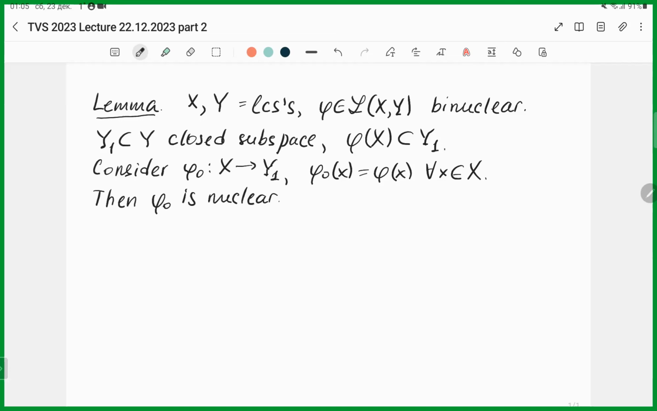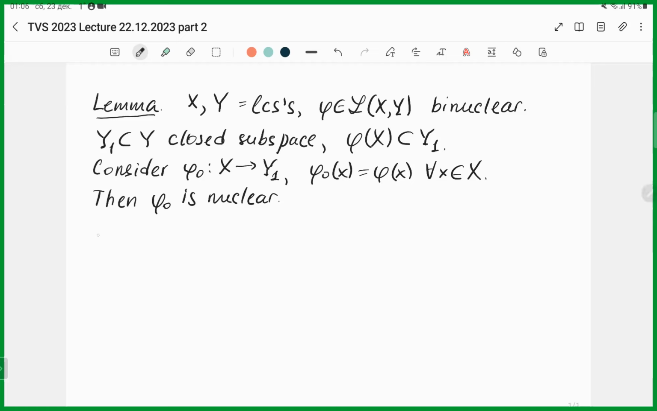Actually, this lemma is the main reason why we need binuclear operators. So let's recall that if we consider nuclear maps here instead of binuclear maps, then the result fails. And there is a respective exercise in our last exercise sheet. So if phi is nuclear from X to Y, and its range is contained in Y1, then it is not necessarily a nuclear map from X to Y1. But if phi is binuclear, then everything is okay.